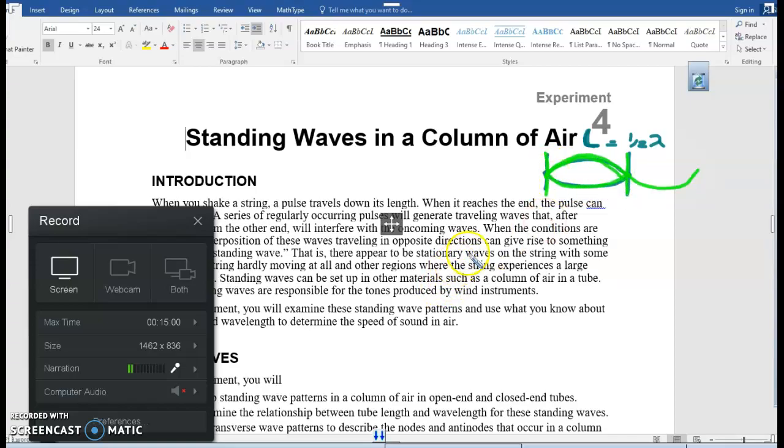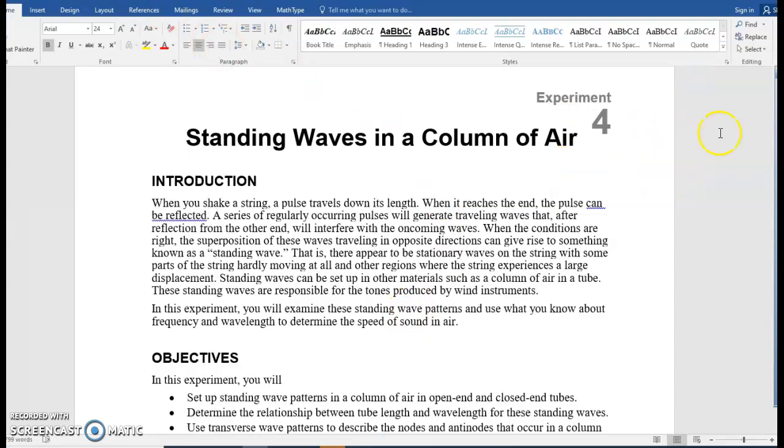In this lab, what we're going to do is start these standing waves in a column of air, like an organ or a flute or something like that. So you don't need to do a formal lab report. You just have to, on a separate sheet of paper, or if you want to print this out and do it, that's fine. Just what we're going to talk about here.